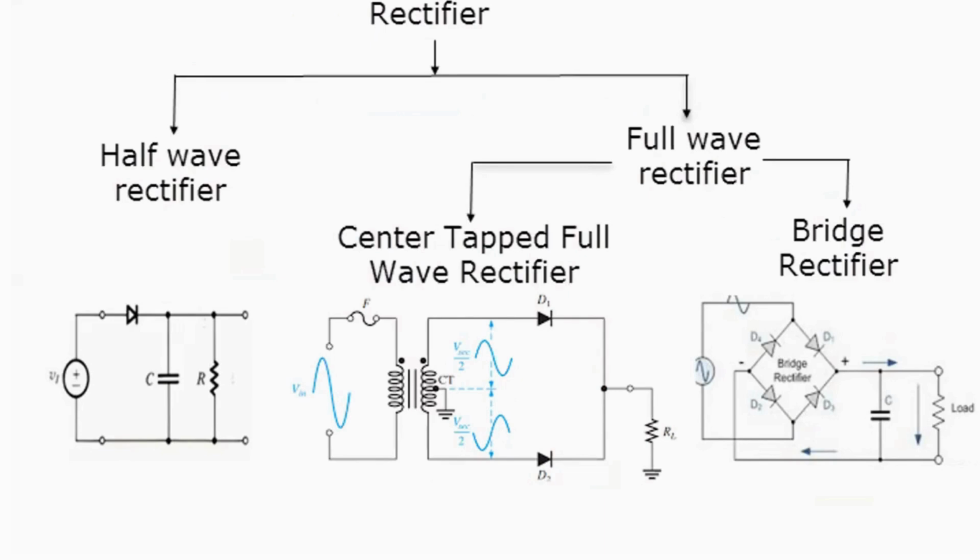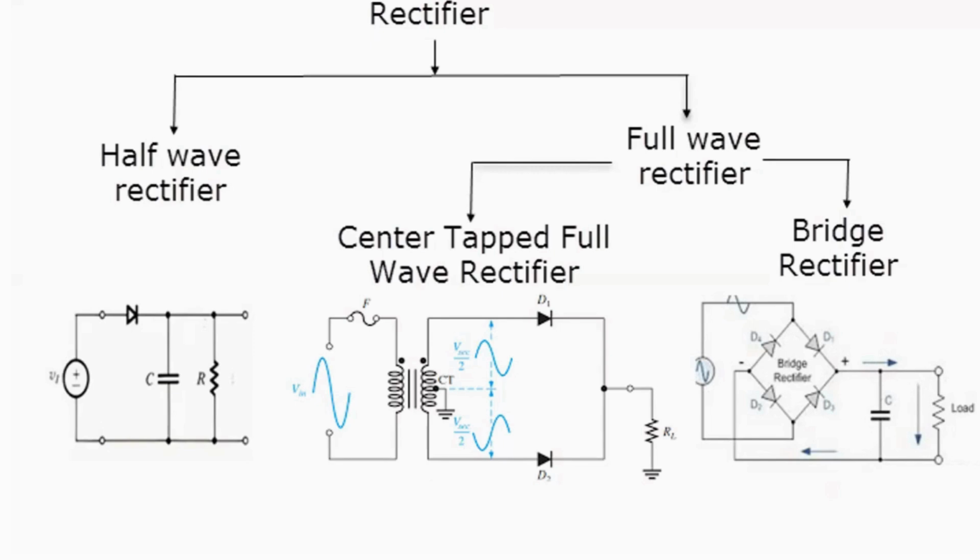Only a single diode is used. For full wave rectification, we will use two types: one is called center tap full wave rectification, and one is called bridge rectification. In bridge formation, we have 4 diodes, whereas in center tap, we have only 2 diodes. But the transformer will be a center tap transformer.